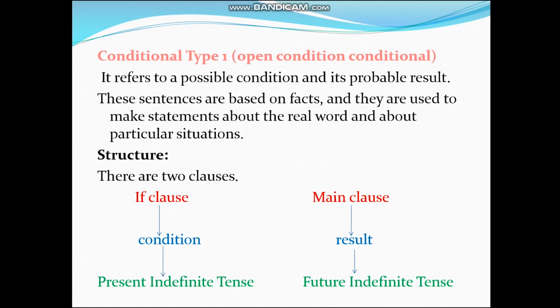Now look at the structure. There are two clauses. Number 1 if clause, number 2 main clause. These two clauses make a complete conditional type 1 sentence. Number 1, if clause will be condition and main clause will be result. And if clause will be in present indefinite tense and main clause will be in future indefinite tense.